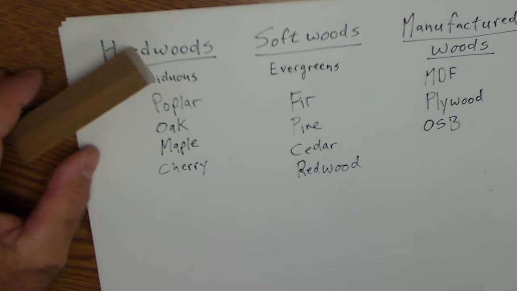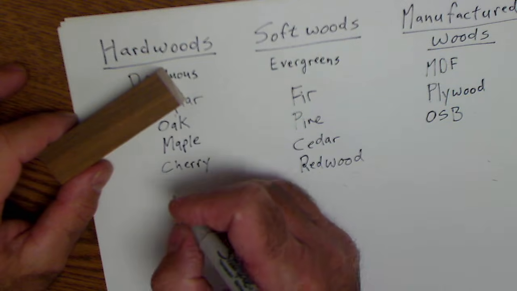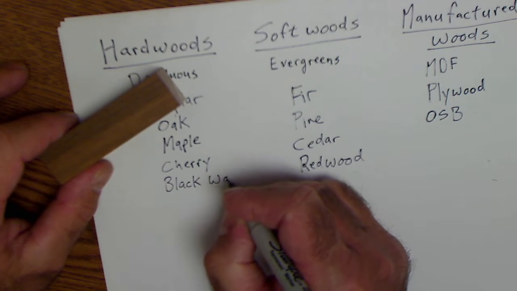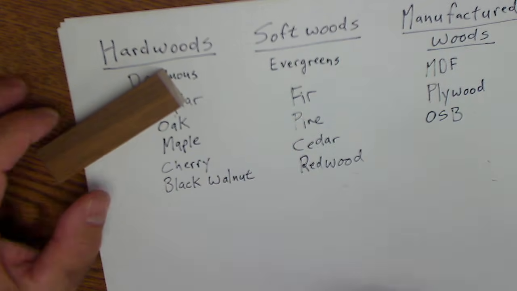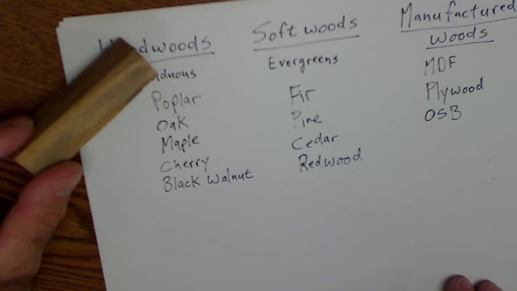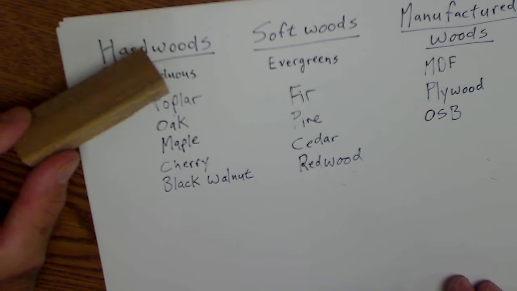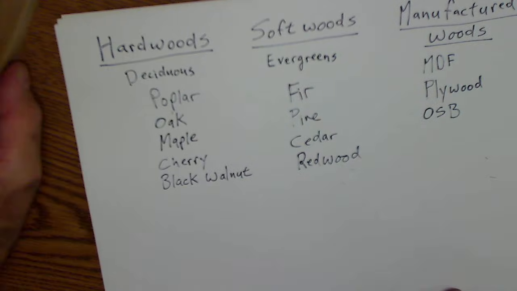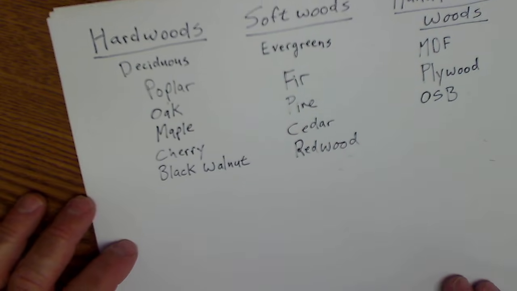Black walnut. Black walnut's also most everybody's favorite. I love it. Machines well, nice density. It looks beautiful, has that really dark, rich grain and varied grain in there, but also pretty expensive. So those are some of the common hardwoods around here.